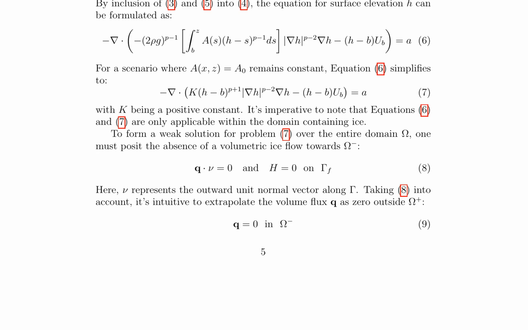It is necessary to assume the absence of a volumetric ice flow towards the domain's boundary. This leads to the extrapolation of the volume flux q as zero outside the domain containing ice. This mathematical framework provides a foundation for understanding and predicting the dynamics of ice sheets, which is crucial for climate change research and understanding future impacts on global sea levels.